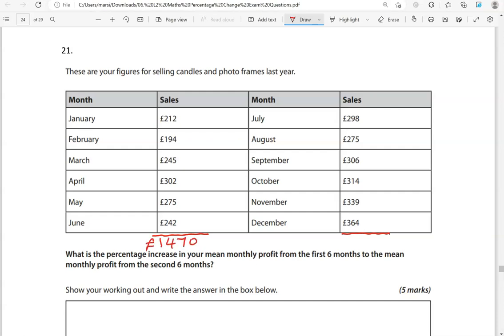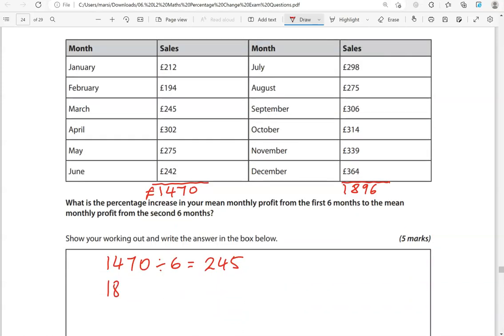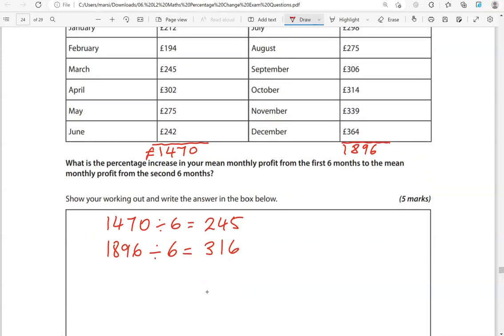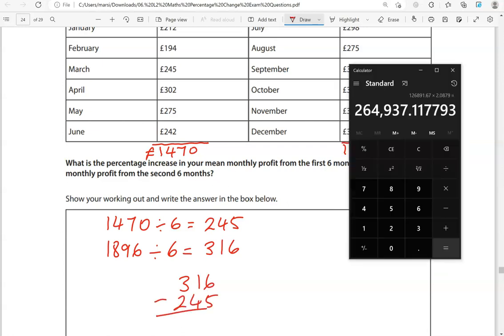£1,470. And if we divide that by 6, we get 245. The total for the second 6 months is 1,896. Dividing that by 6 gives us 316. So what is the increase equal to? So we'll do 316, take away 245. Gives us 71.